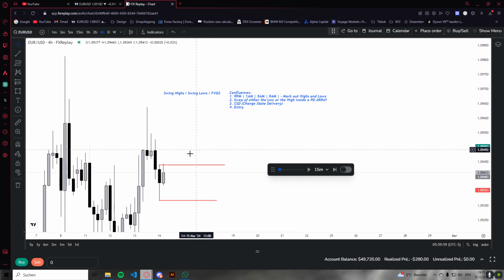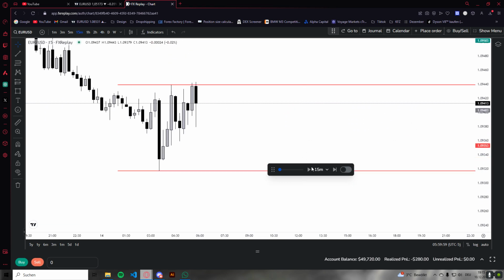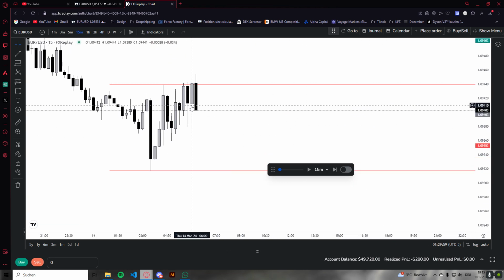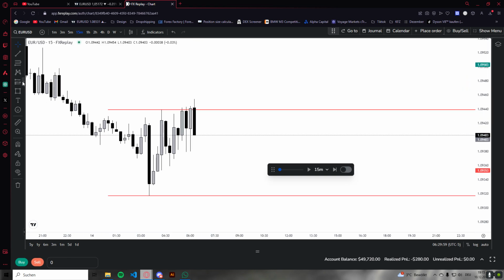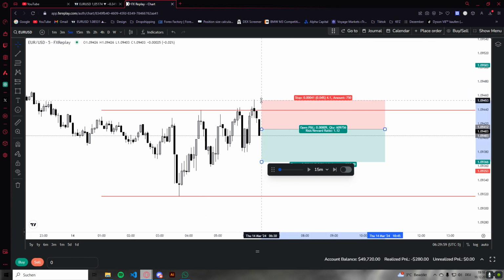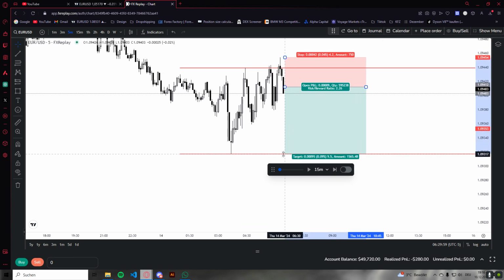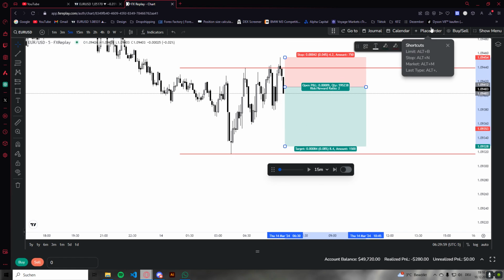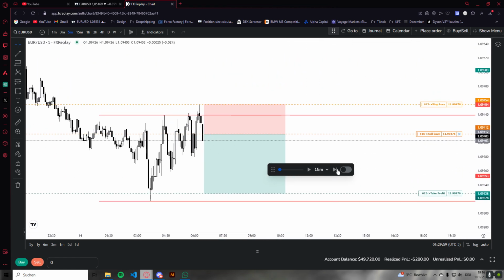We want to wait for a sweep inside a PD array. We got this PD array, this fair value gap, and a high sweep. Then we're going to wait for a change state delivery. We got one right there. So we're going to enter either right there or we go to the 5-minute to search some better entry, but that's enough for me. That's the whole take profit. We can make it a 1 to 2. So we are in.